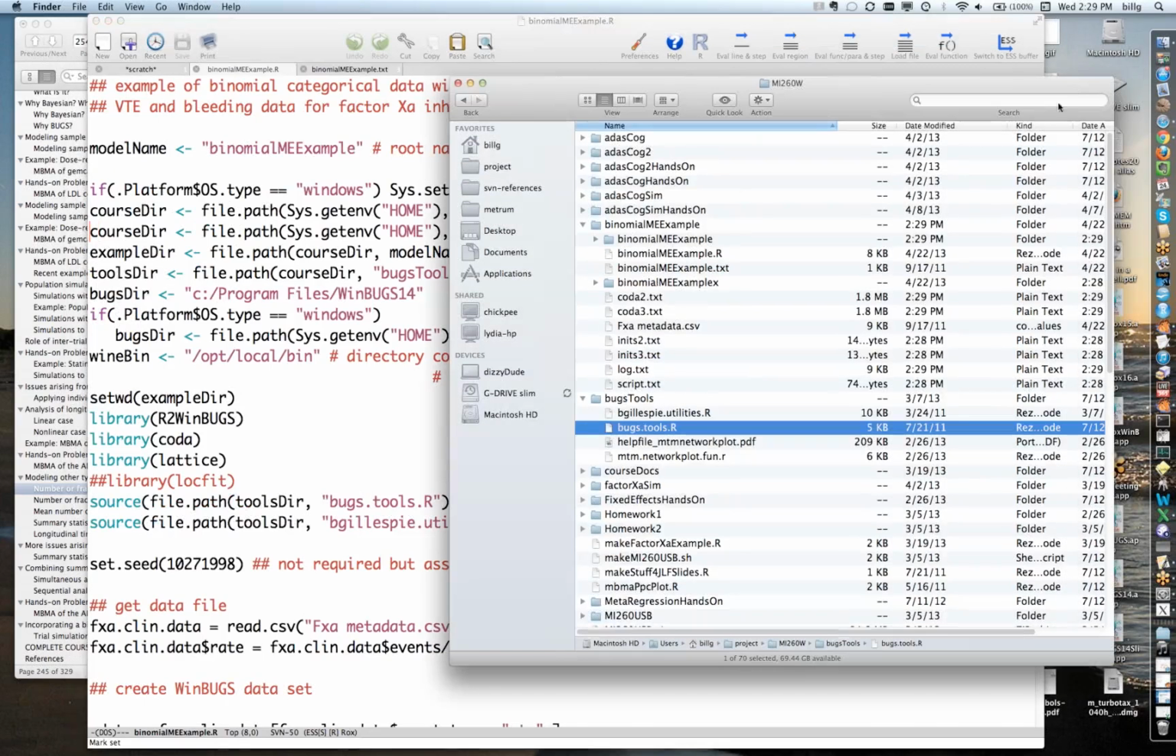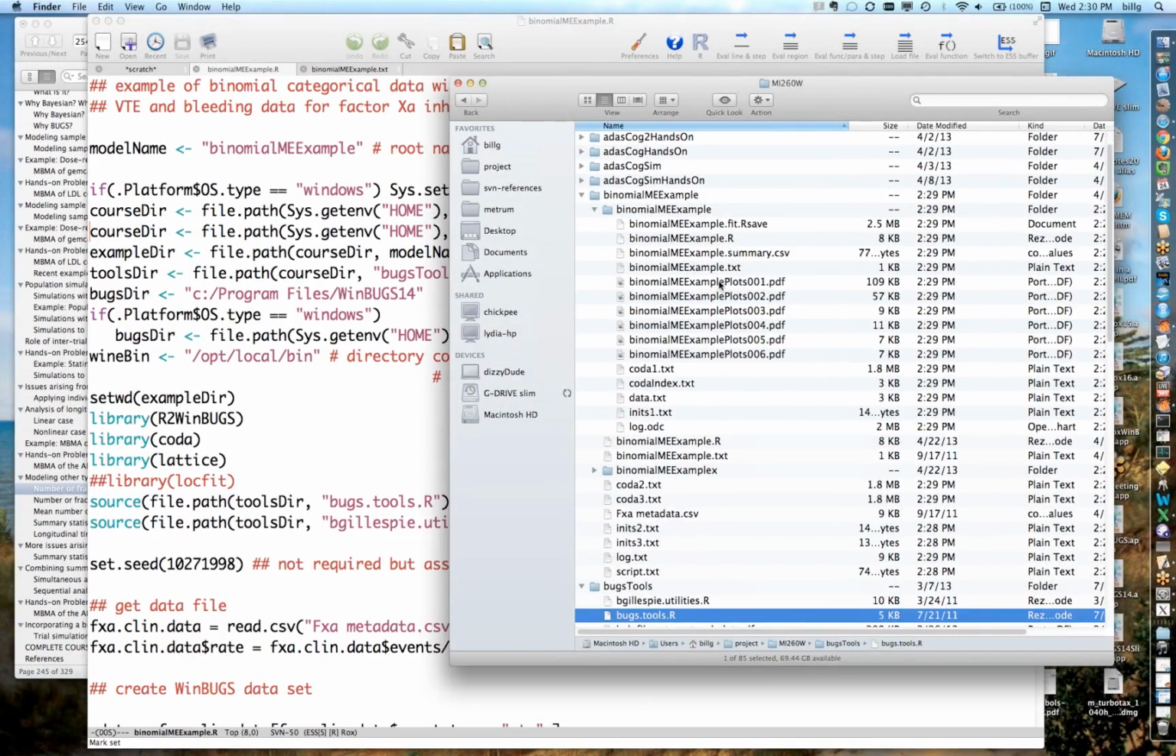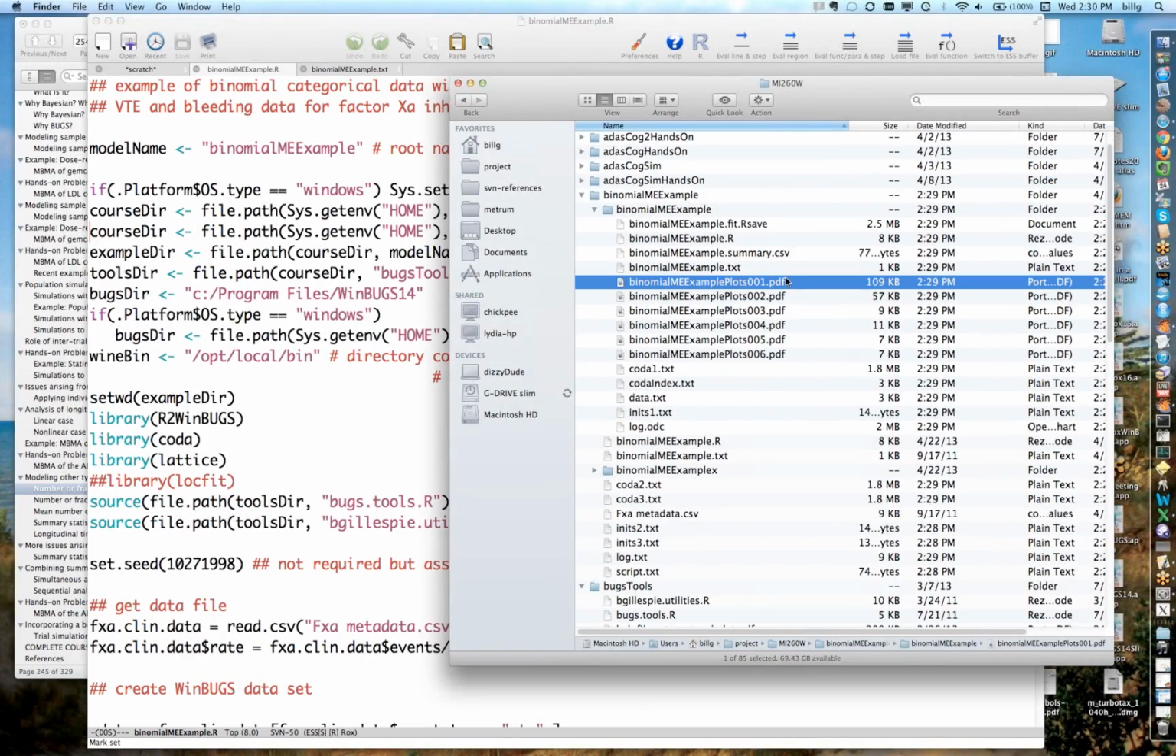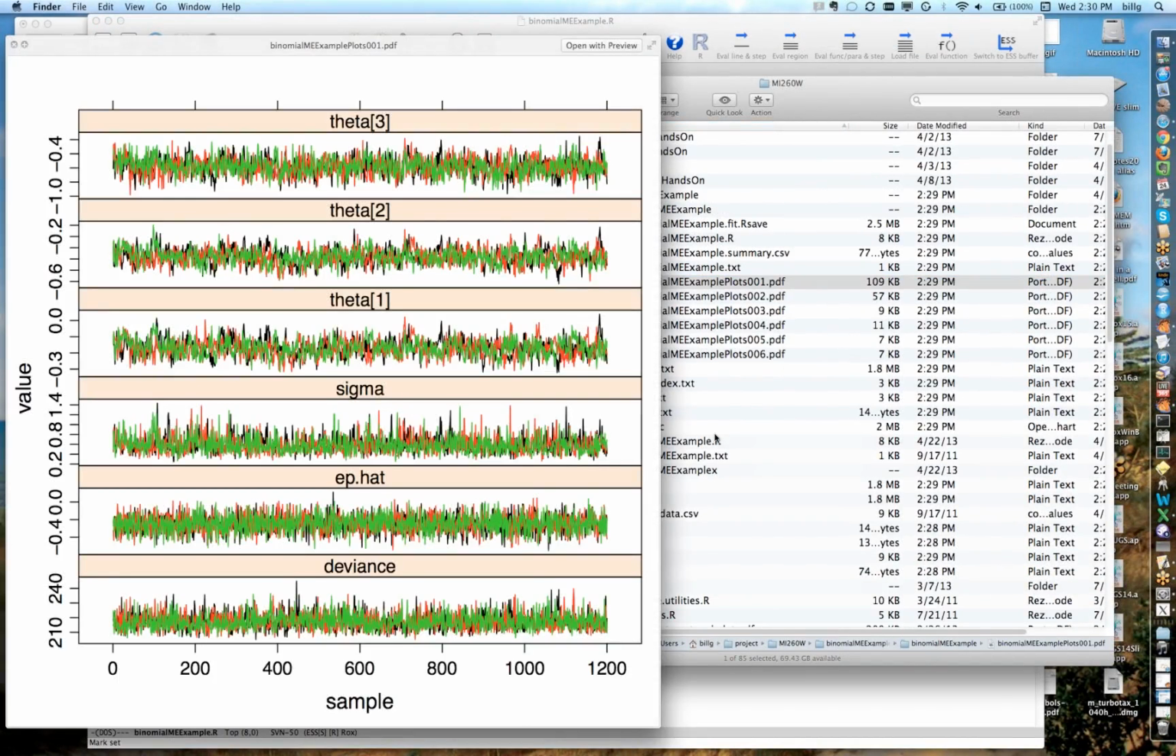Okay, are we done? Okay, yeah, looks like it's done. Let's take a peek here. So our history plots are more or less fuzzy caterpillars, nothing particularly alarming. If I really wanted to say a lot about some of the thetas, I might want to run a few more samples, but it's not too bad.